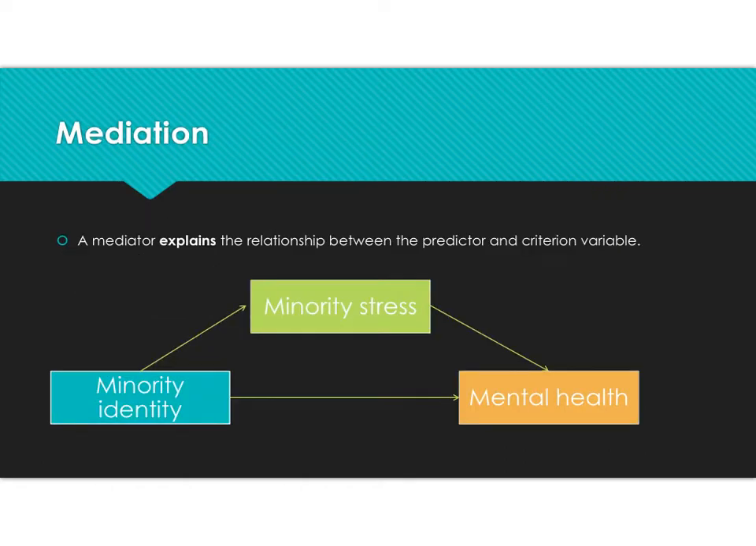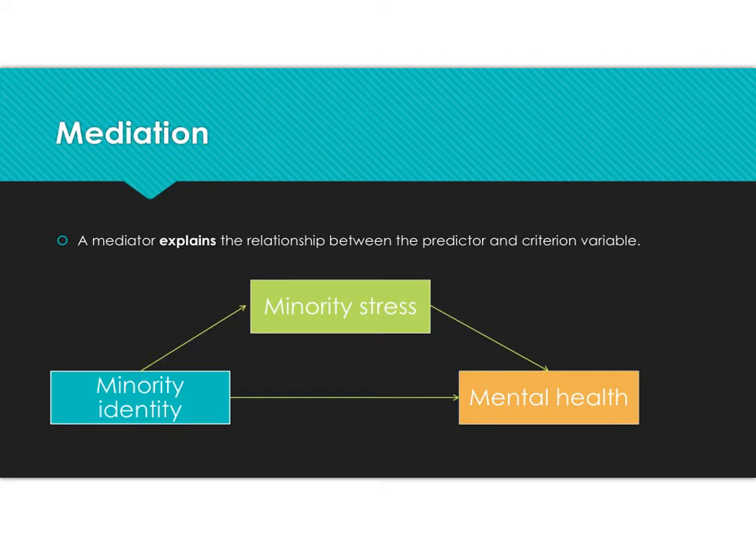The chapter also talked about mediation and moderation models, which sometimes can be difficult to understand the difference between. So I have two examples here for you from Ilan Meyer's minority stress model that I hope will clear that up. A mediator explains the relationship between the predictor and the criterion variable. It tells you kind of the how or the why that one affects the other. Whereas a moderator influences the strength of the relationship between the two.